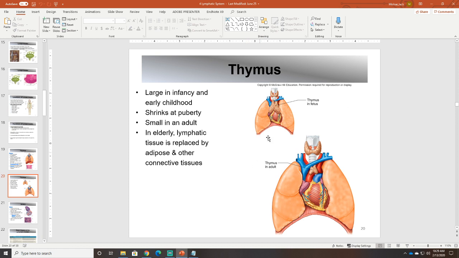So the thymus is going to be large in infancy. When you're born, the thymus is enormous, and it's going to shrink at puberty. In the adult, it's pretty small, okay? And then in the elderly, it's going to be replaced over time with adipose and connective tissue.